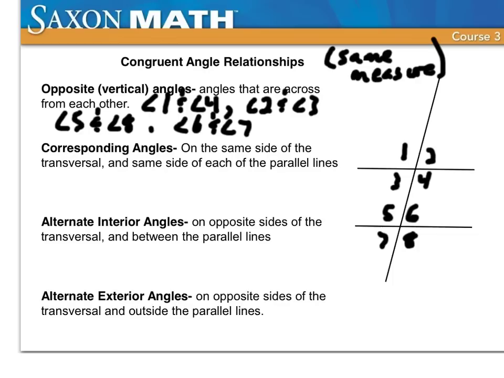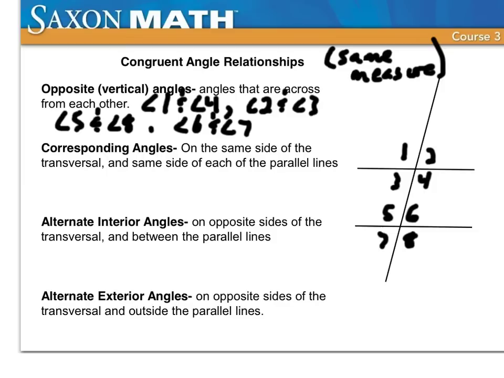Those are all vertical angles, okay? So angle 1 and angle 4 are vertical together. That means they are equal, they are congruent. So 1 and 4 are congruent to each other. 2 and 3 are a vertical pair. They are congruent to each other. They're the same measure. Angle 5 and angle 8 are opposite angles. They have the same measure. And angle 6 and angle 7 have the same measure because they are opposite angles.